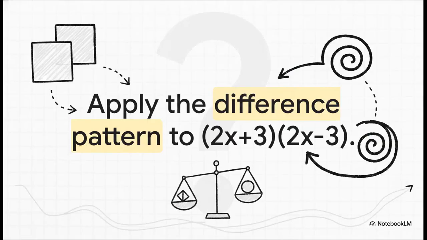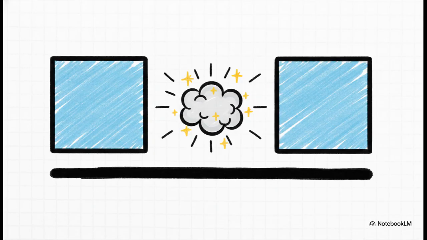Let's do another quick check for understanding here. We've got the quantity 2x plus 3 times the quantity 2x minus 3. How does our 0 middle term rule apply to this one? Well, because we can instantly recognize that plus and minus pattern of the exact same terms, we know for a fact the middle term just disappears into 0. We don't even have to write the whole thing out. We just square the first term, 2x, which gives us 4x squared. Then we square the second term, 3, to get 9, and just stick a subtraction sign right in the middle. It simplifies effortlessly to 4x squared minus 9.